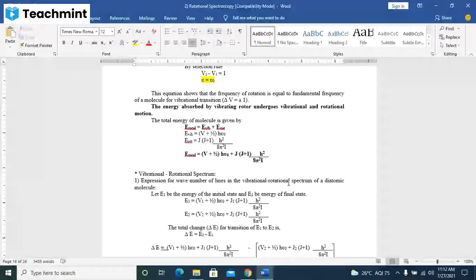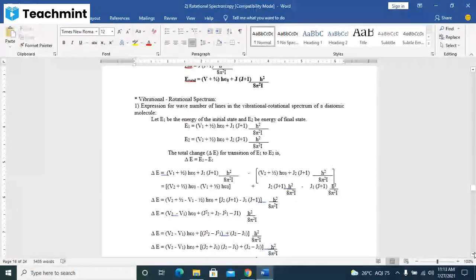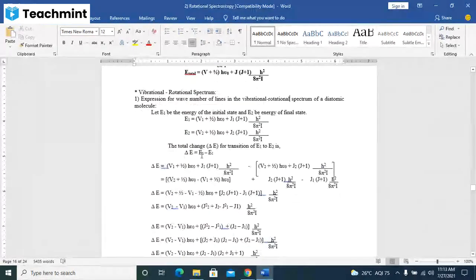Let E1 be the energy of the initial state and E2 be the energy of the final state. अभी हम क्या कंसीडर करेंगे, एक इनिशियल एनर्जी और एक फाइनल एनर्जी. Okay, then E1 and E2 we can put up, then we will take the delta E again. Delta E is nothing but E2 minus E1. Okay, then you can substitute for the E2 and you can substitute for the E1. See here what is the E2 and what is the E1 that you have to put over here.